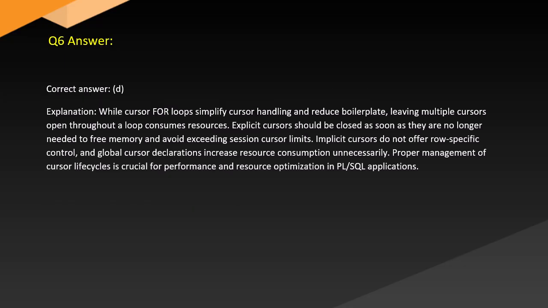Answer. Correct answer: D. Explanation. While cursor FOR loops simplify cursor handling and reduce boilerplate, leaving multiple cursors open throughout a loop consumes resources. Explicit cursors should be closed as soon as they are no longer needed to free memory and avoid exceeding session cursor limits.